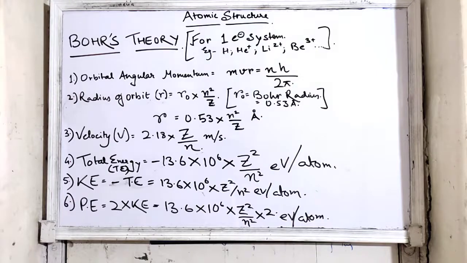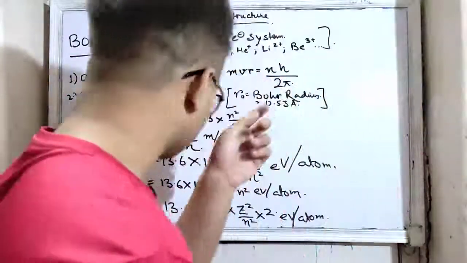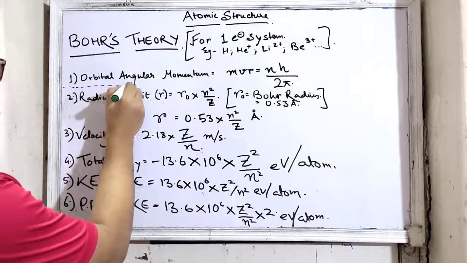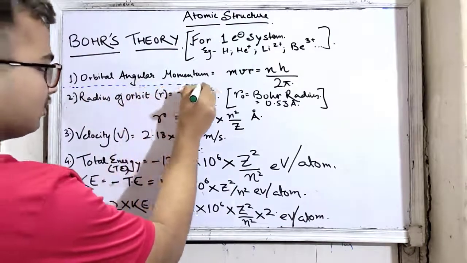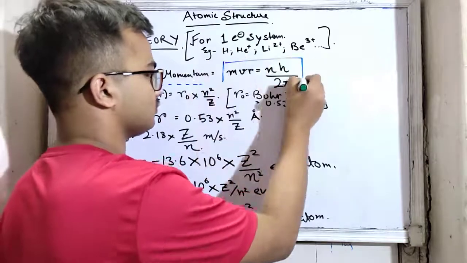All right, I have my pens. So what is the first thing we learned? The first thing is the orbital angular momentum, which is mvr equal to nh by 2 pi. So let's box it out.